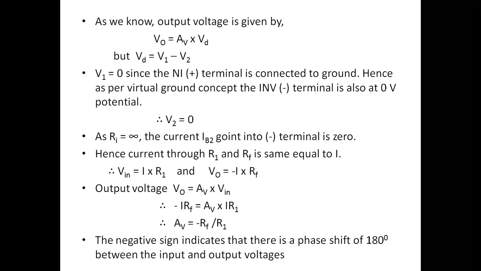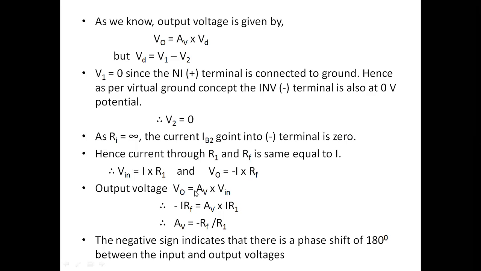It means we can take V in equal to I into R1, or we can take I equal to V in by R1. So here we are saying the current flowing through R1 and RF is the same. So you can take V in equal to I into R1 and VO equal to minus I into RF. We are taking negative here because this is connected to the inverting terminal.